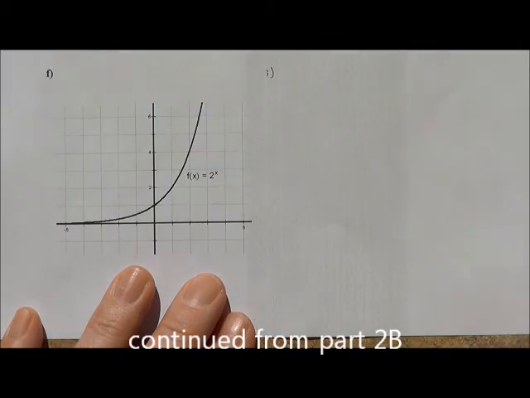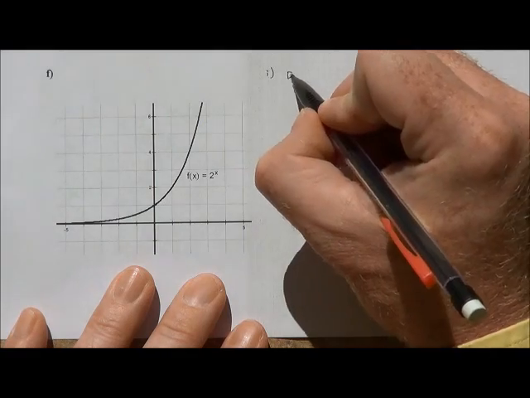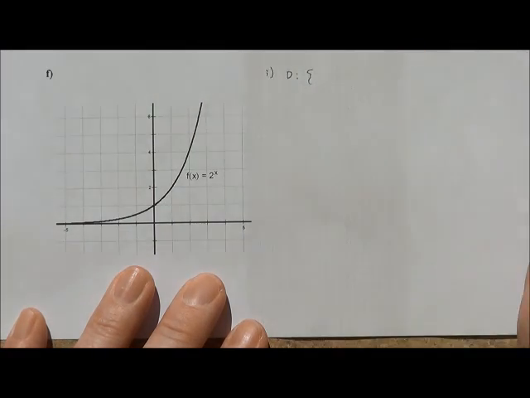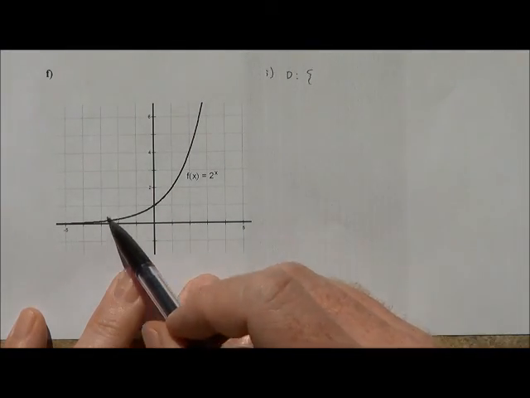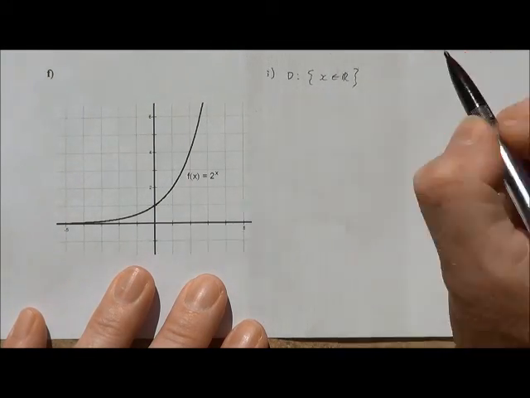Well, this is the last example that I really have to look at here that I had lost before. Domain and range. This is an exponential function. X is an element of all real numbers.